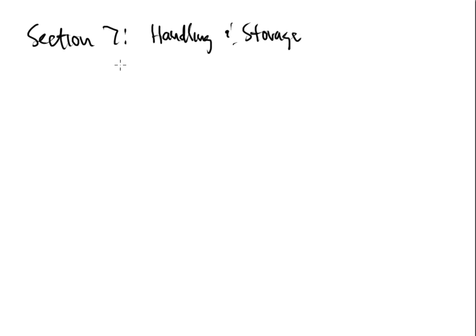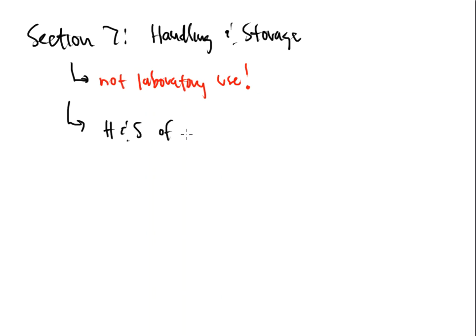Section number 7 is kind of a weird one. Section 7 is called handling and storage. All right, the first thing I want to say here, and I'm going to write this in a different color because I think it's important, is this is not for laboratory use. Yes, it involves handling and storage, so I'm going to put H and S of the chemical.